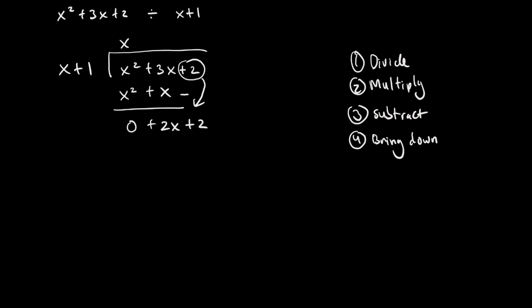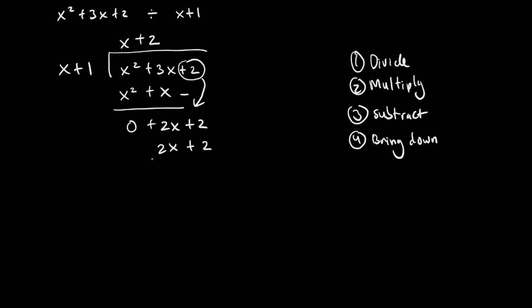And then we go straight back to the very first step again, which is to divide. Again, we look at the very first term that's remaining here. So we have 2x plus 2. So the first term is 2x. So 2x divided by x is going to be 2. So 2 times x is going to be 2x. And then, can't forget the plus 1 here. So that's 2 times 1, which is going to be 2.